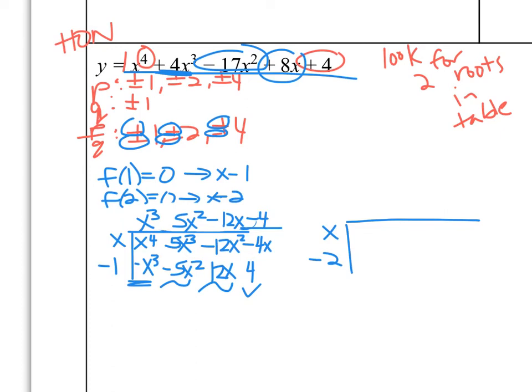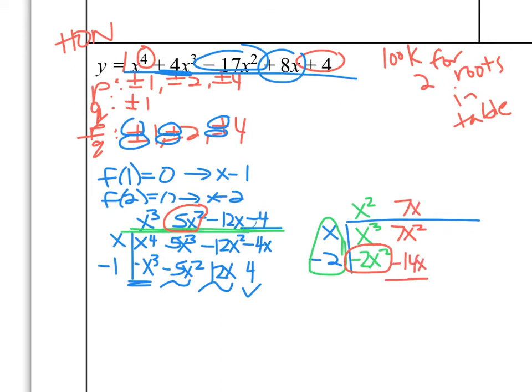So once again, now I'm going to divide by the x minus 2, but I'm dividing into what I just got for my result. So first term I'm using is x cubed. So this would be x squared, negative 2x squared. I have negative 2x squared. I want positive 5x squared. So that would be go up 7, 7x, negative 14x. I have negative 14. I want negative 12, so I need to go up 2. And I get out negative 4, which is what I want.